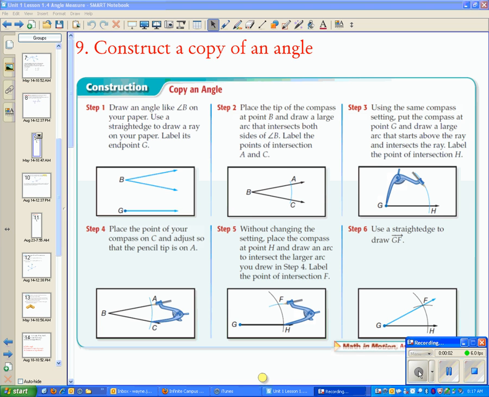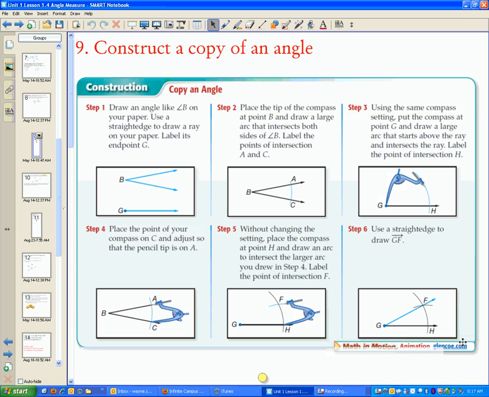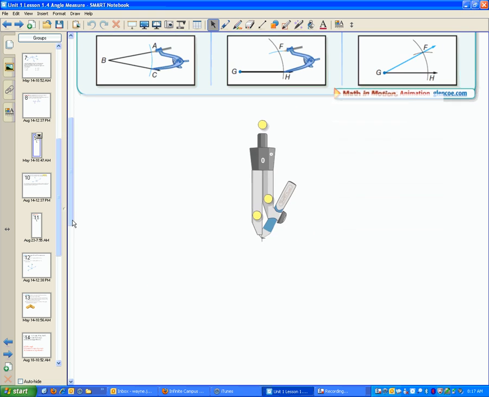The next thing we need to do then is to construct a copy of an angle. Now, constructing a copy of an angle means that we're going to be constructing a pair of congruent angles. We start with one angle, we construct an angle that is congruent to it. All right, here's how we begin.